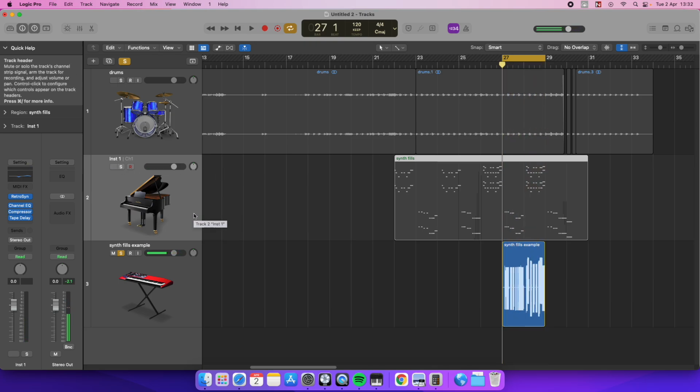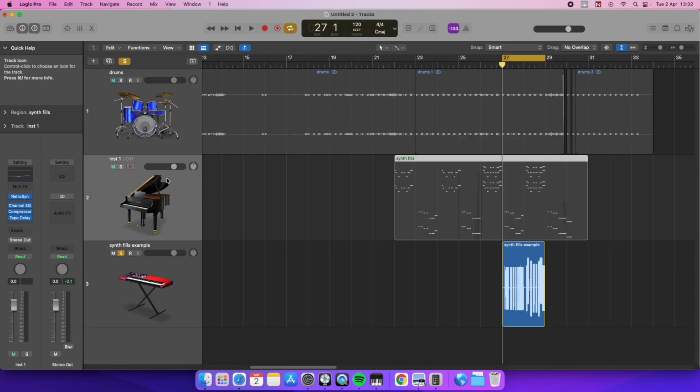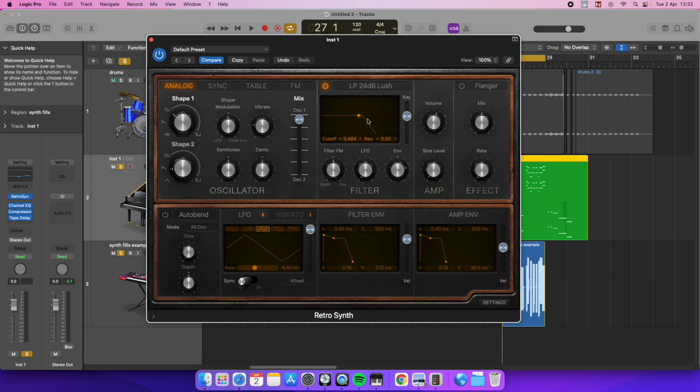Okay, the filtering on ours is a little too low. It's a little bit brighter on the example. So ensure the pitch bend range is set to 7 semitones. Okay, pitch bend range. Well, let's sort out the filtering at the moment. Let's go to our retro synth. Let's pull this filter out a little bit. Let's hear the example.